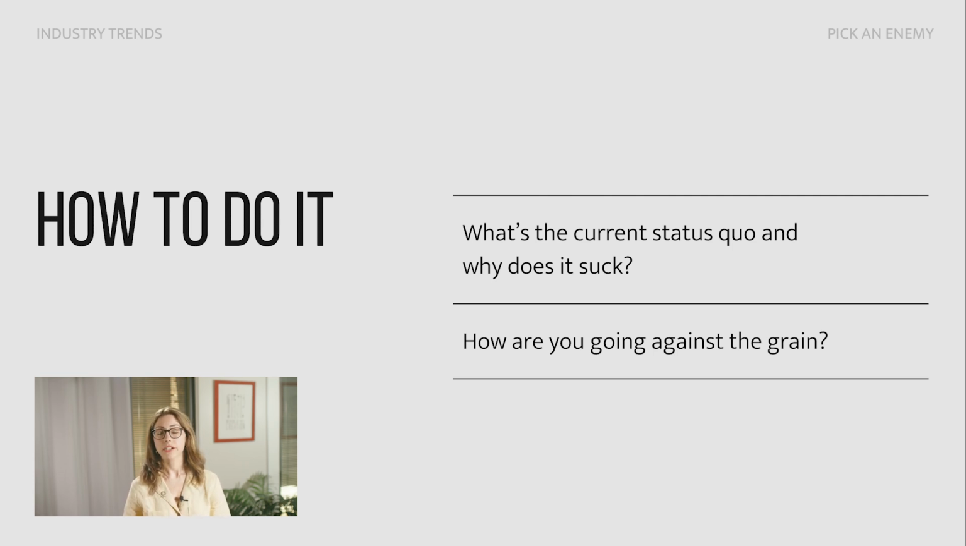Which is really clear in Drift's example, right? Conversational marketing, the opposite of filling out forms. So thinking about how your company, brand, or product is doing that.